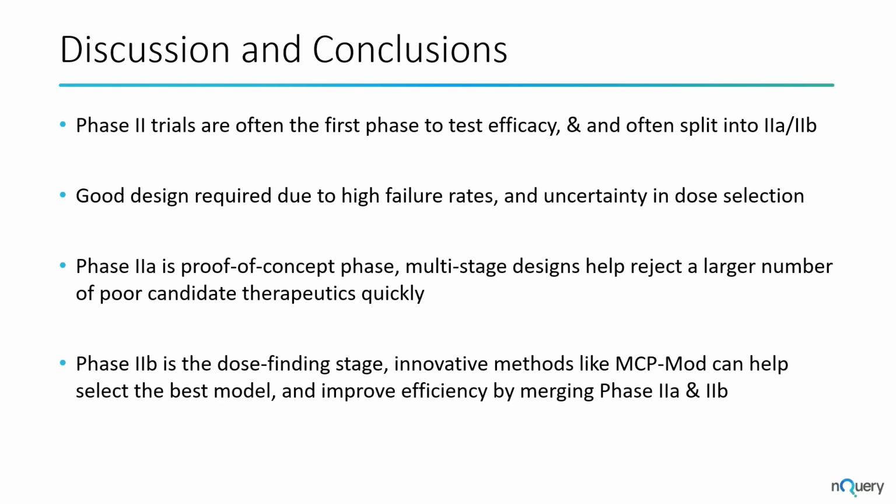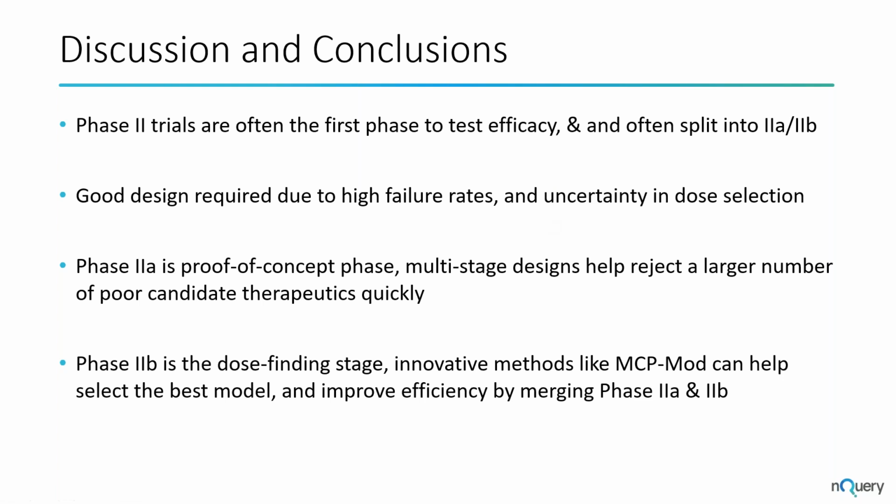So we saw today that good designs are crucial because phase 2 is the stage of the clinical trial process with the highest failure rate. And when you choose the appropriate design, you can facilitate faster decisions about ineffective treatments and help alleviate uncertainty around the selection of doses to be carried forward into phase 3.